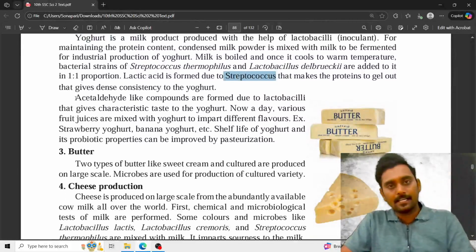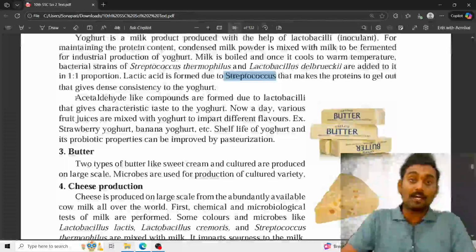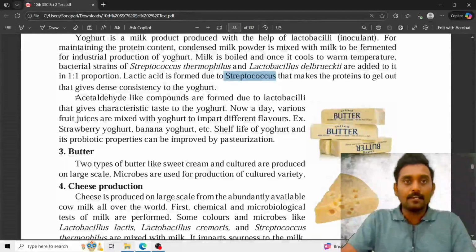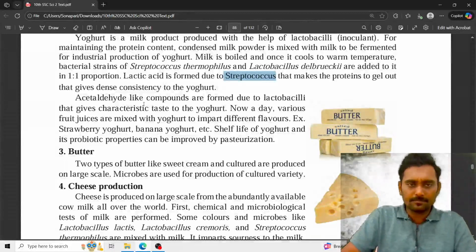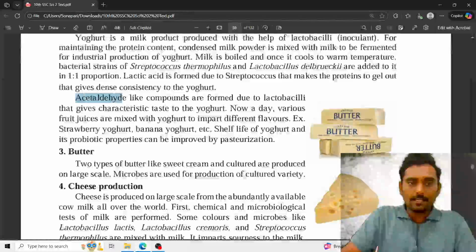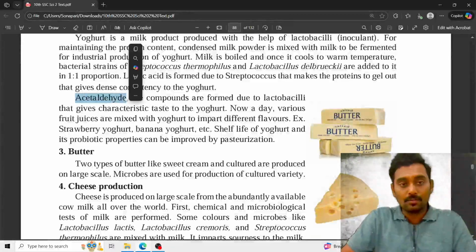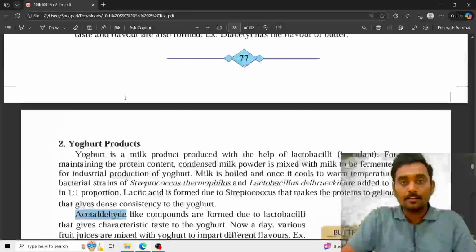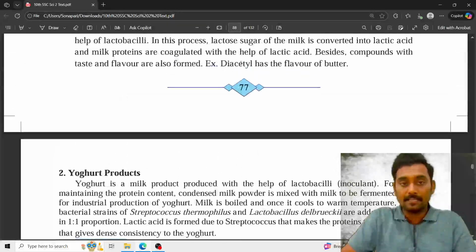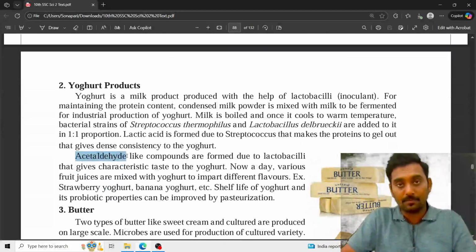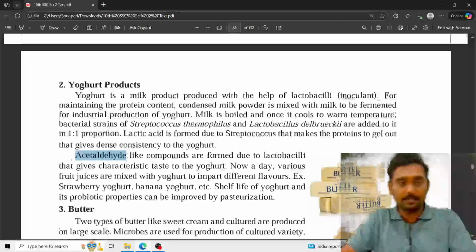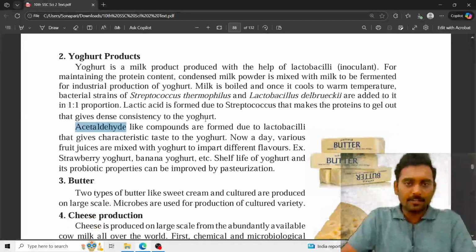Acetaldehyde compounds are formed by the lactobacilli and give yogurt its typical taste. So here, in curd what we have studied is acetaldehyde, in butter we studied diacetyl, but in yogurt, acetaldehyde is the main compound which gives the typical taste of yogurt, formed due to the lactobacilli.